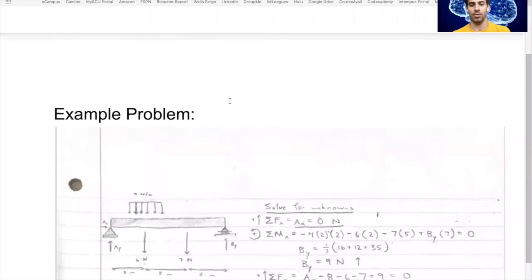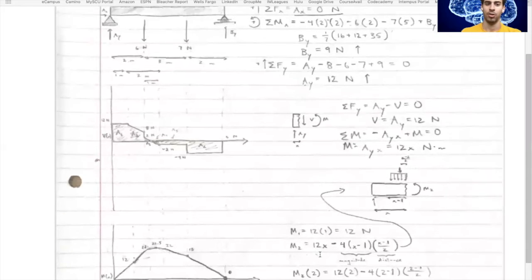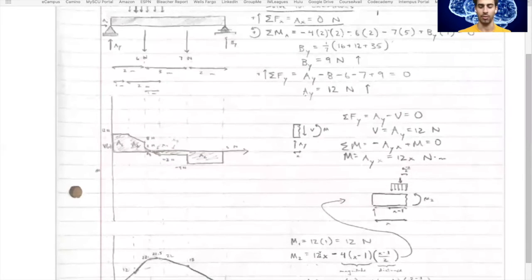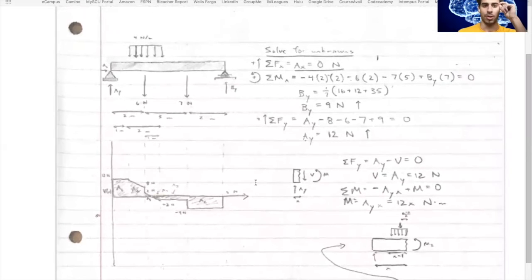So now we're going to get into an example problem. We're going to draw a shear and bending moment diagram for this beam right here, along with solving for these unknown reaction forces, which is pretty simple as long as you have a basic understanding of statics. So we use our equilibrium equations. So here are my shear and bending diagrams. Might be a little confusing to look at right now, but it's actually very, very easy to find. So I'm just going to go step by step.